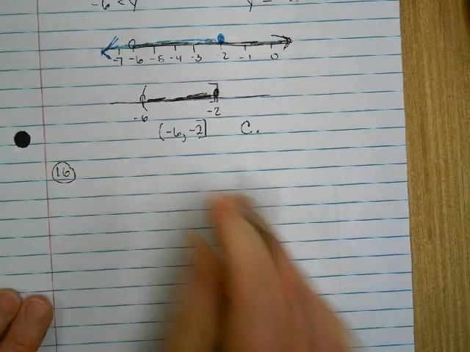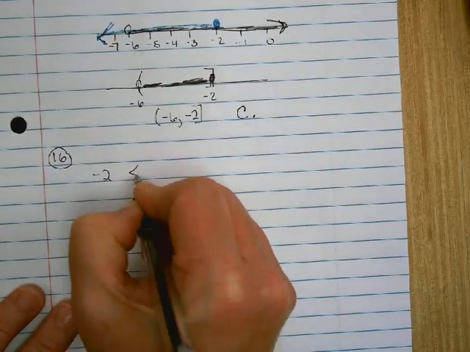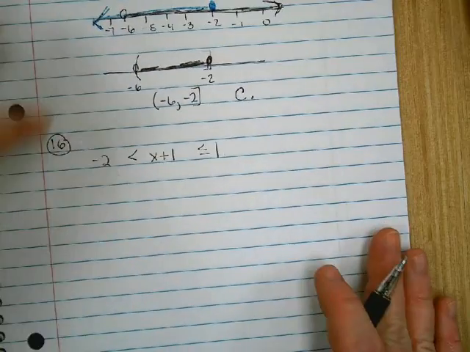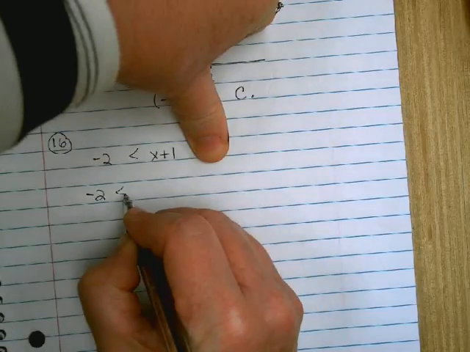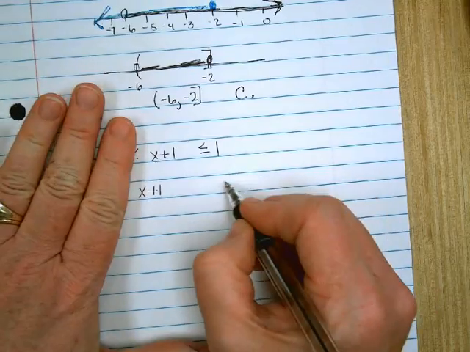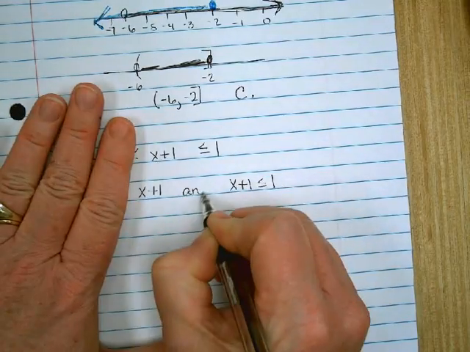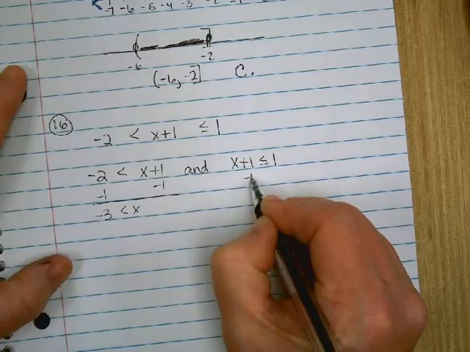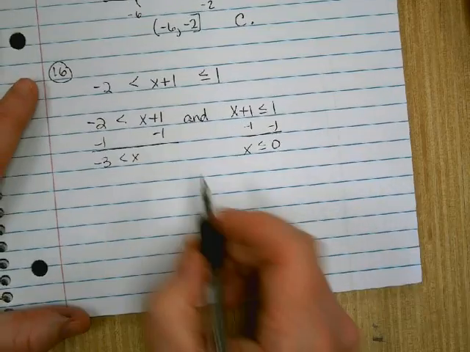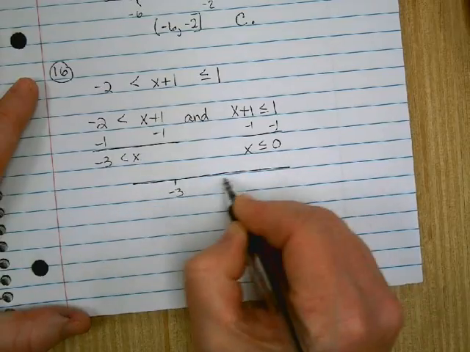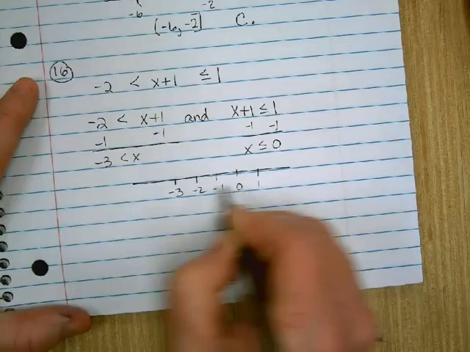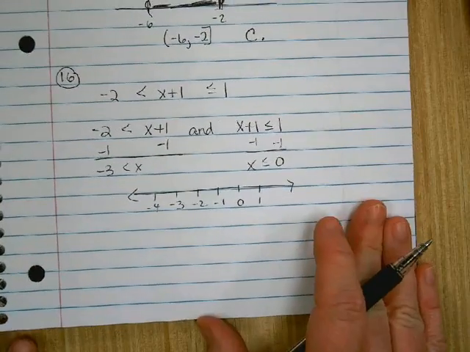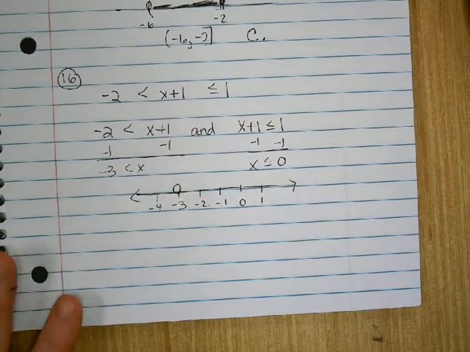16 says negative 2 is less than x plus 1 is less than or equal to 1. Same type problem. You're going to split it into two parts. And you're going to solve. On the number line, we have negative 3. What type of circle do I need on negative 3? Open. X needs to be greater than negative 3, so I'm going to shade on this side.